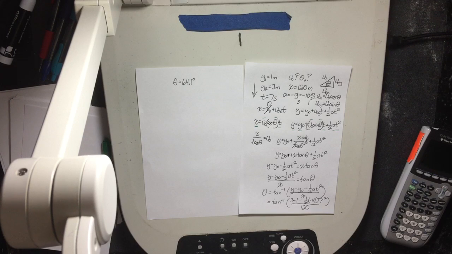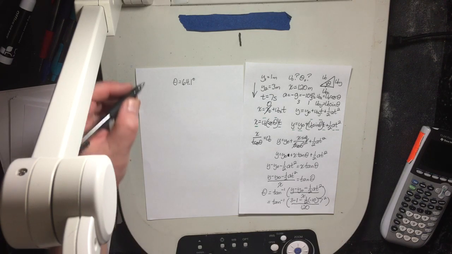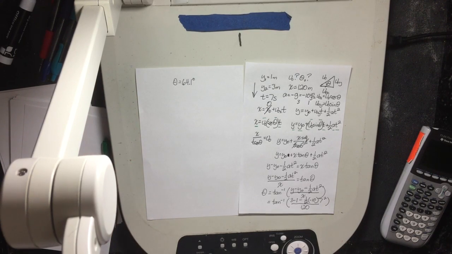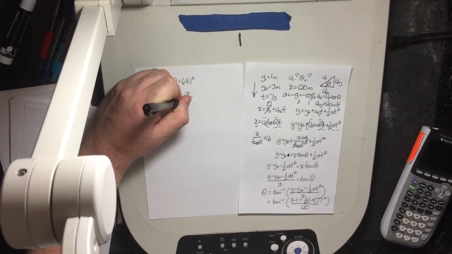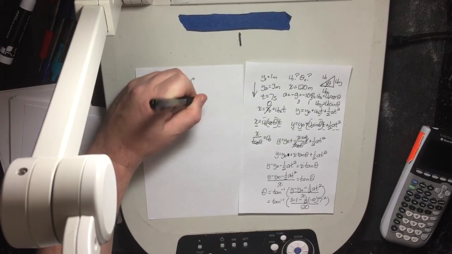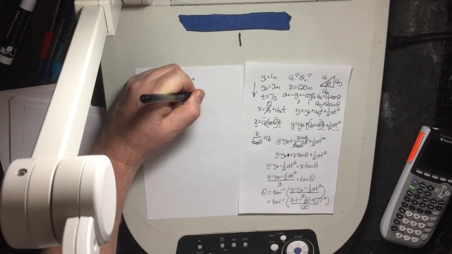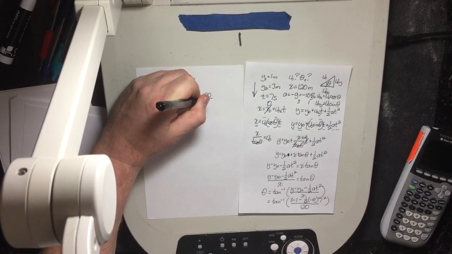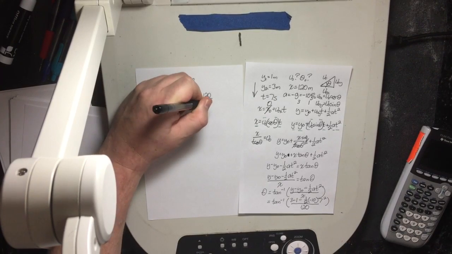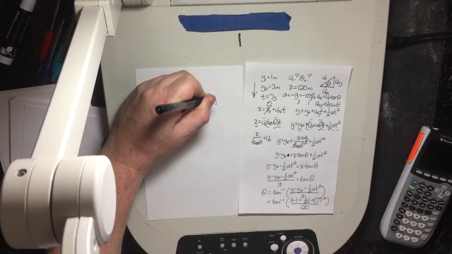Always use negative 10 in ballistics, because A is the acceleration, G is just the magnitude. So in this case, A is negative 10 or negative G. Theta is 64.1. V naught is x over t cosine theta. X is 120. T is 7 cosine 64.1.